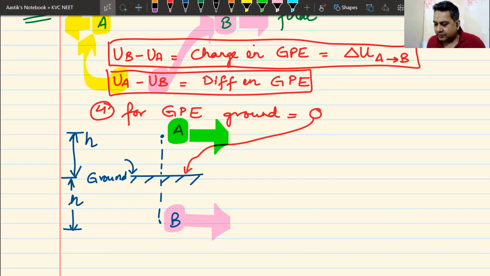Okay, do I have any answers for the 2 points? On ground, I've assumed that the gravitational potential energy is zero. Can anyone tell me what will be the gravitational potential energy at point A? What would be the gravitational potential energy at point B?